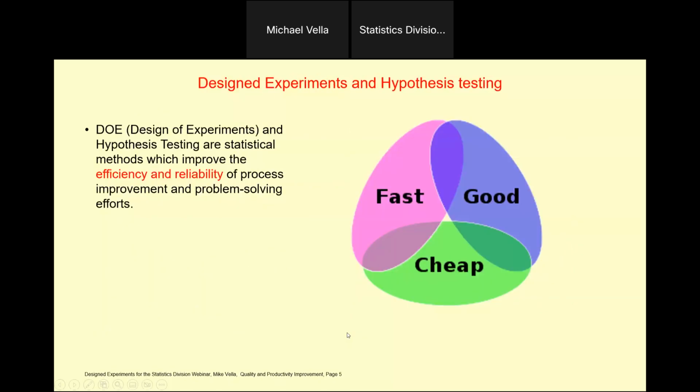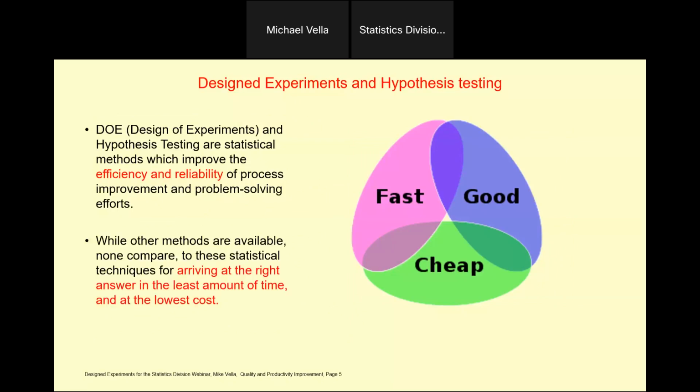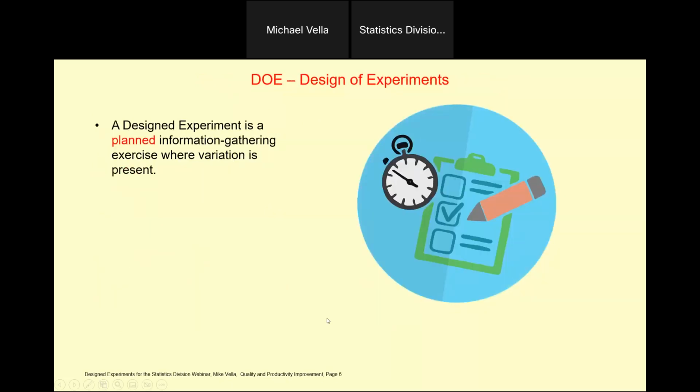Well, DOE, or design of experiments, and hypothesis testing are statistical methods which improve the efficiency and reliability of process improvement and problem solving. And to that, they're fast, good, and cheap. While other methods are available, none compare to these two statistical tools for arriving at the right answer in the least amount of time and at the lowest cost.